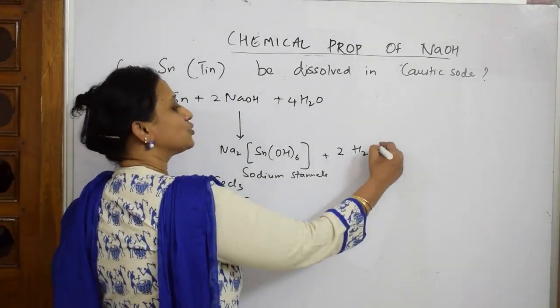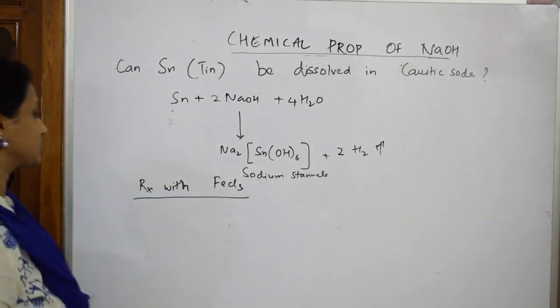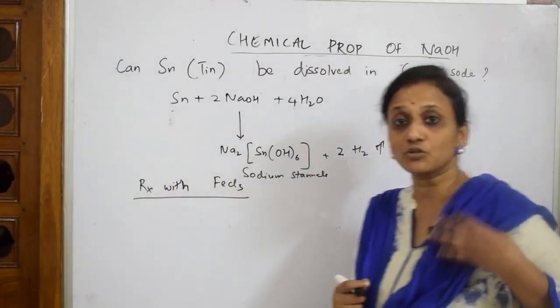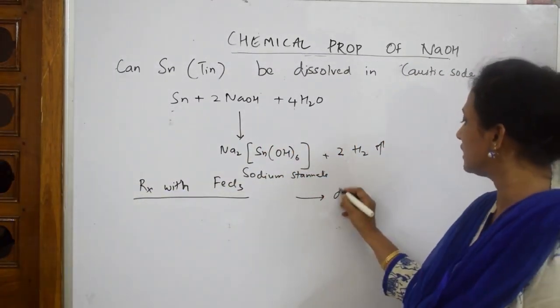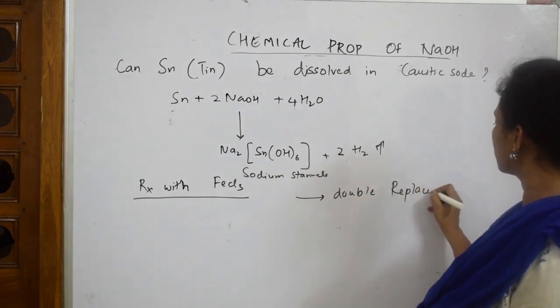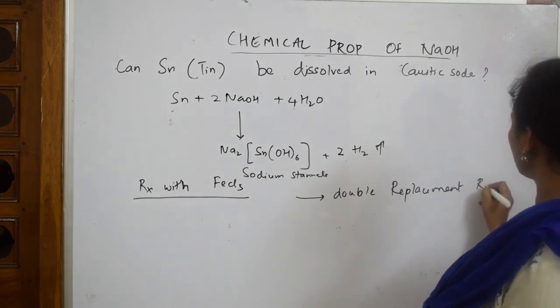That is your sodium stannate. Now second reaction, reaction with FeCl3. What is this type of reaction called? This reaction is called double replacement reaction. Simple. Nothing big in this.